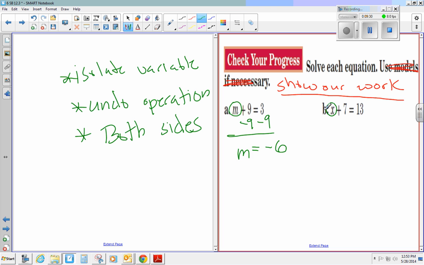Here, isolate the variable. Actually, you should pause the video and try this on your own. But x is being isolated. So we undo the operation. To undo addition, it's subtraction. Instead of adding 7, we're going to subtract 7. X equals 13 minus 7, which is 6. So these are my two solutions.